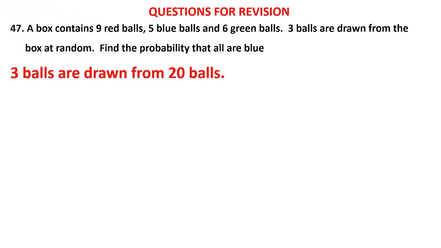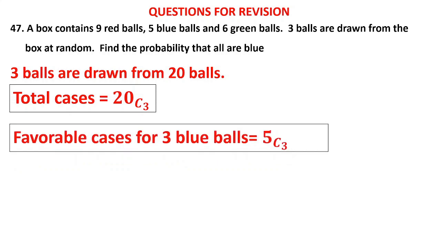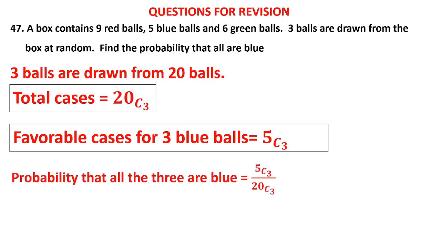Now 3 balls are drawn. How many balls are there? 9 plus 5 is 14, plus 6 is 20. So 20C3. Favorable cases for blue balls: there are 5 blue balls, therefore 5C3. Therefore probability is 5C3 by 20C3.